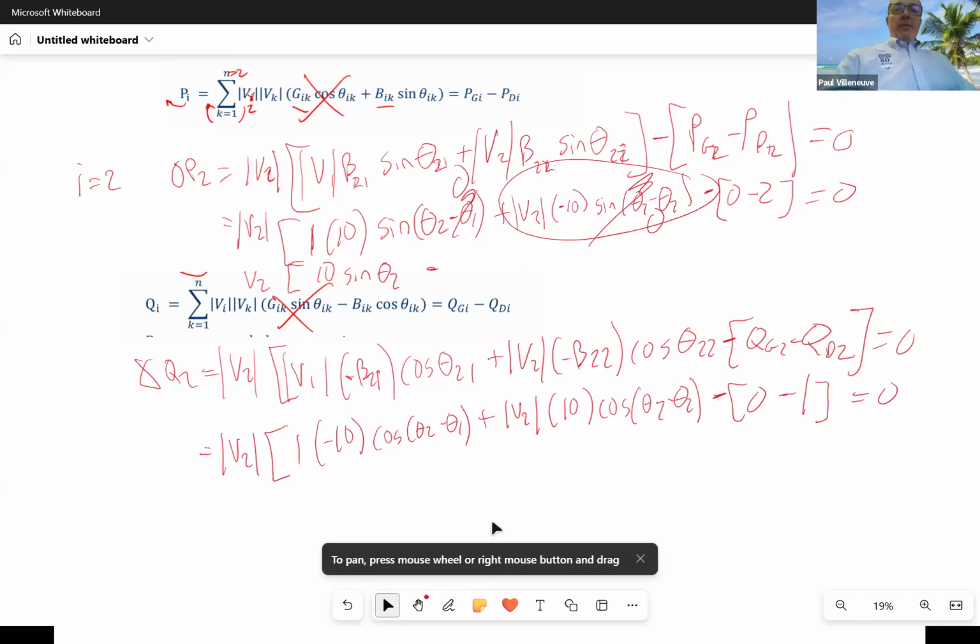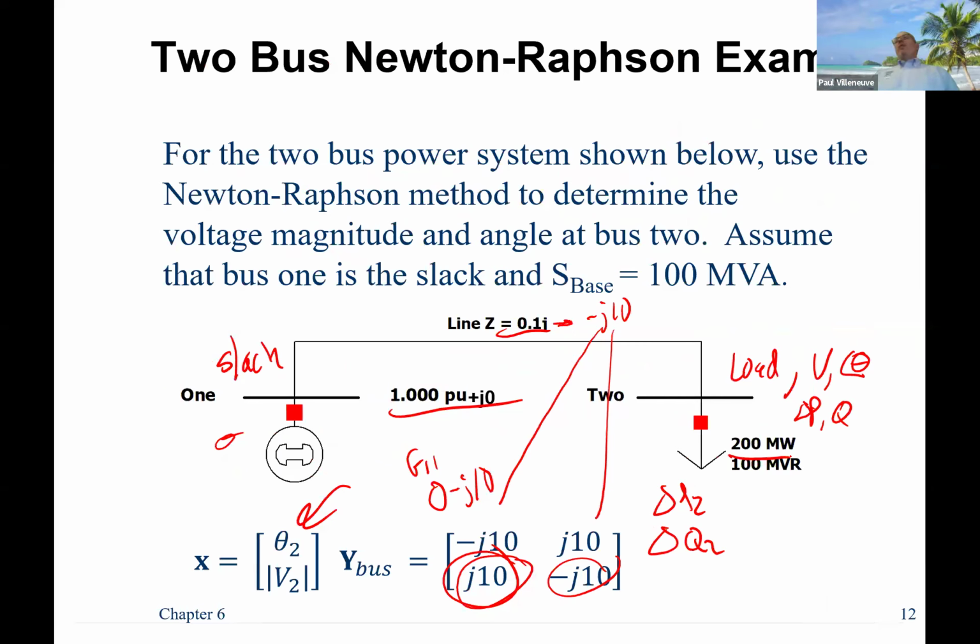The thing that does show up is the final balance. That is your simplified power balance equation. Where did the 2 come from? Is it right there, minus 2? Yeah, that's the demanded power. So if you go back to the one line, I'm demanding 200 megawatts or 2 per unit power.